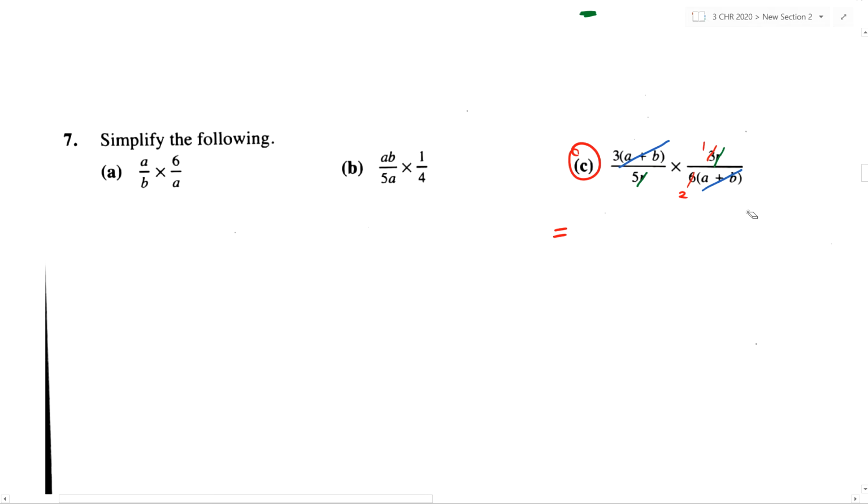So let us take a step back, look at whatever is left in the numerator. Numerator is whatever is on top. 3 times cancel off times 1, that is simply 3, divided by 5 times 2, which is 10. This is our answer.